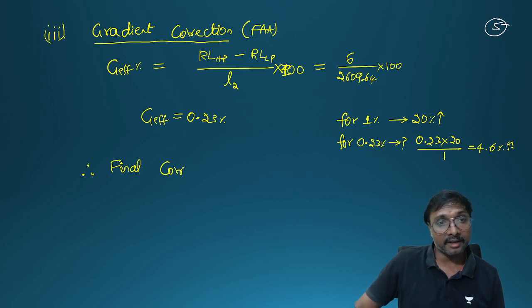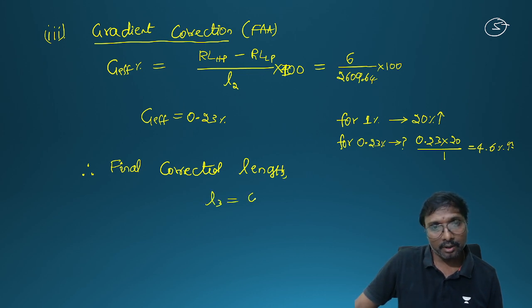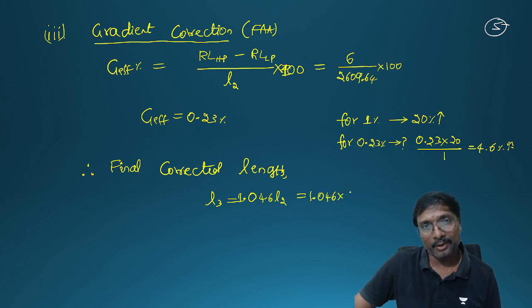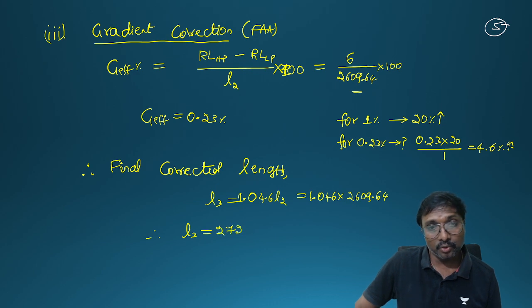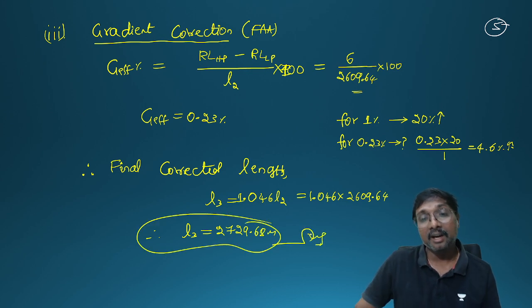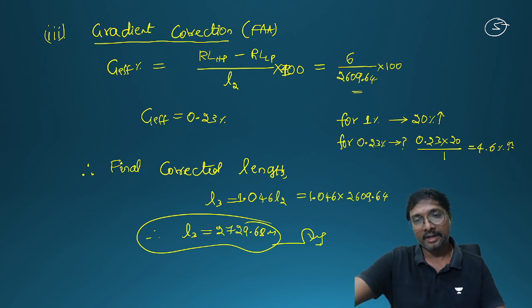The final corrected length, that L3, is 1.046 times L2. So that is 1.046 times L2, which we just saw is 2609.64. Therefore, the L3 final answer is 2729.68 meters, and this is the answer you have to select, right? So hope this question is answered, right?